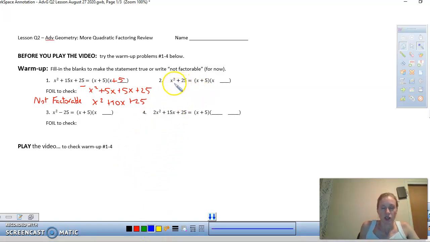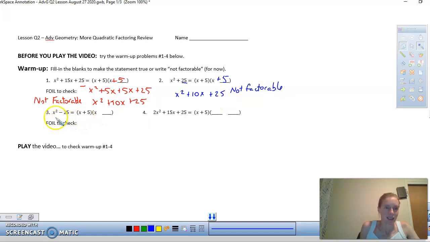Number 2. So here again, it has to be a positive 25. So I would have another plus 5. Well, we just FOILed that over here. And obviously that did not work out to match this either. So this one is also not factorable.